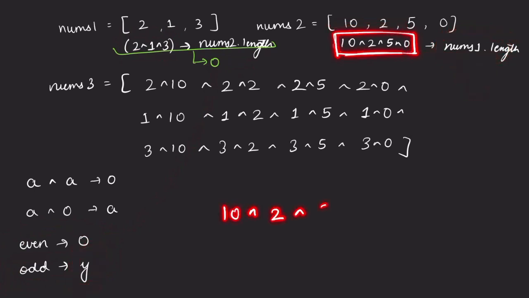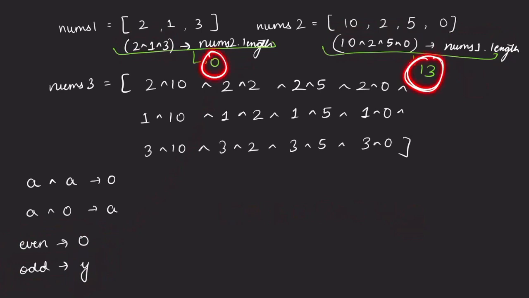10 XOR 2 XOR 5 XOR 0, right? What will be its answer? I think it will be 13, right? So the answer of this entire thing will be 13. So then what we can simply do is 0 XOR 13. So it will give us the number itself, which is 13. So for this particular case, 13 is going to be our answer. So this is what we need to do, right?